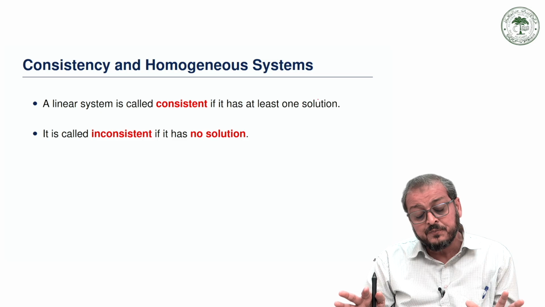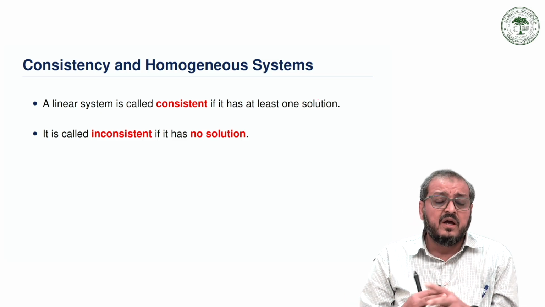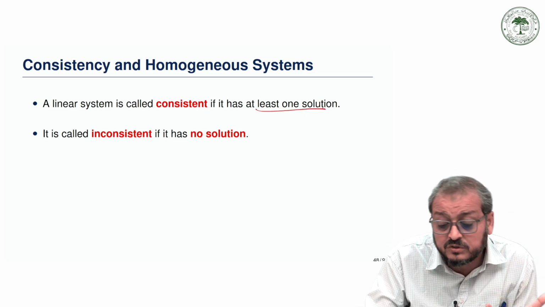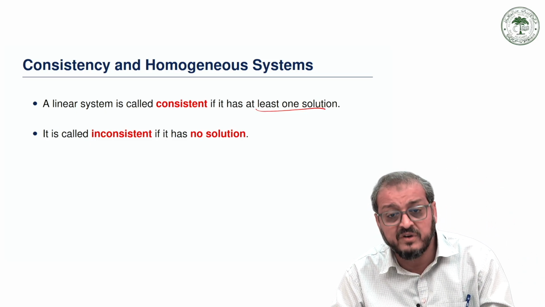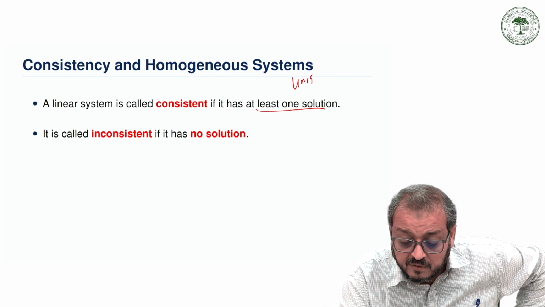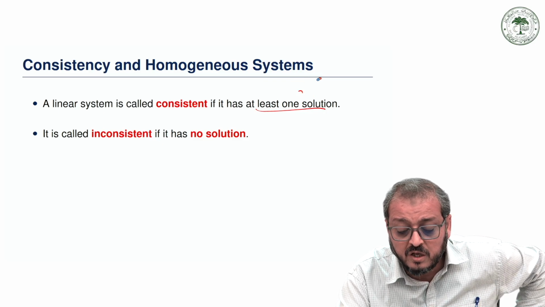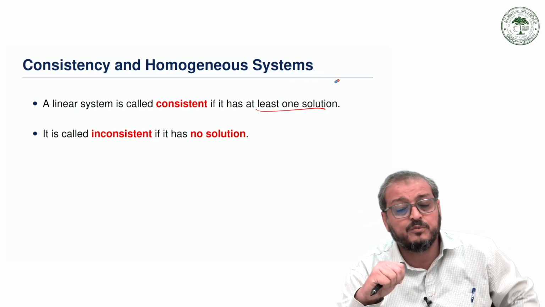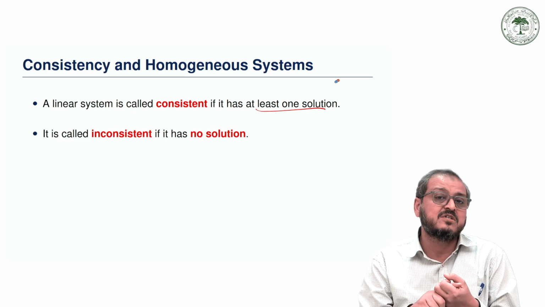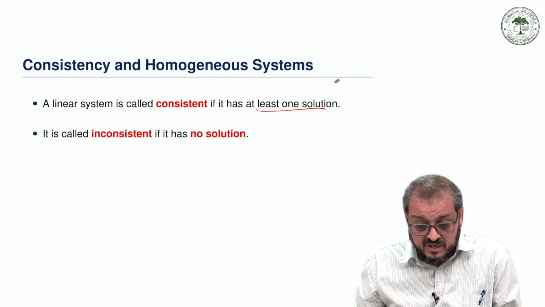That means if you have a system of equations with at least one solution, the system may have a unique solution or infinitely many solutions. There are three types of outcomes: a unique solution, infinitely many solutions, or no solution. So there are three possibilities. If we have a unique solution or infinitely many solutions, the system is consistent. And if the system has no solution, the system is inconsistent.